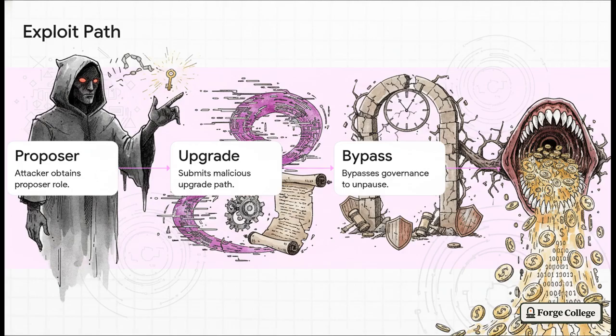Step 3. They bypass the intended governance structure to unpause the contract prematurely. And step 4, they drain the funds. Boom, gone. This just goes to show how a fragile governance setup can completely undermine an otherwise perfect emergency stop.